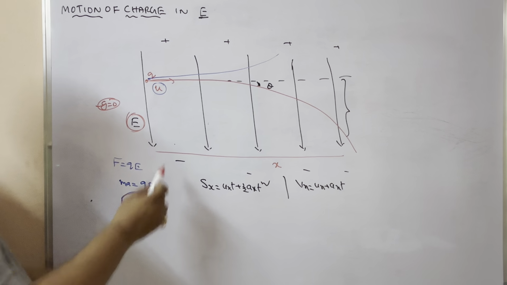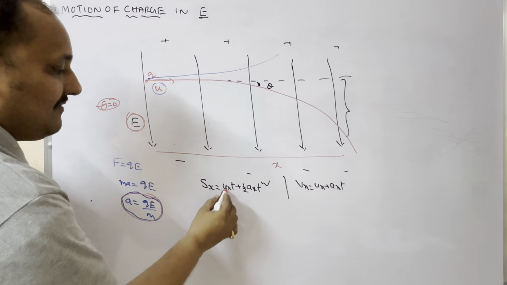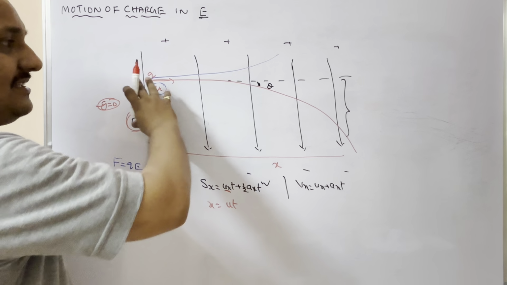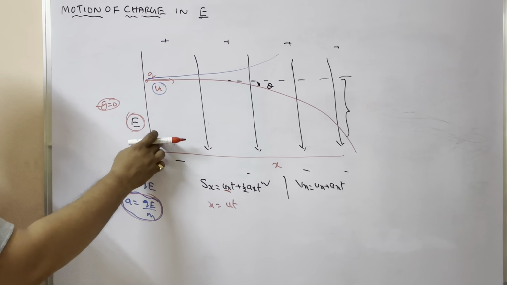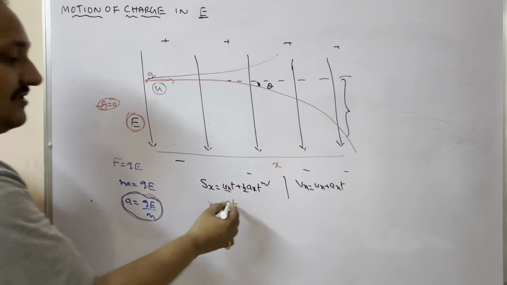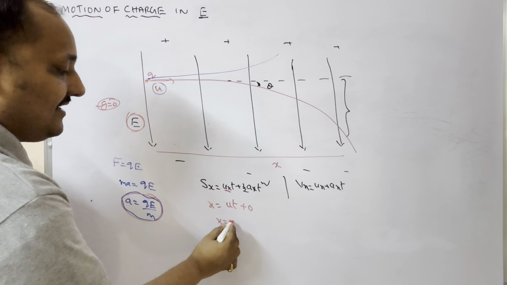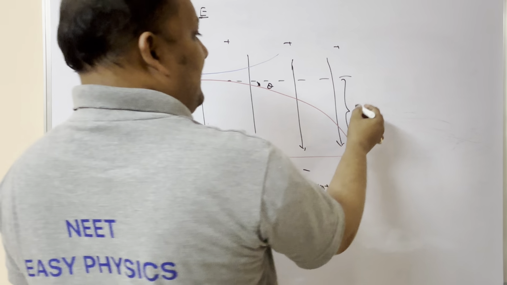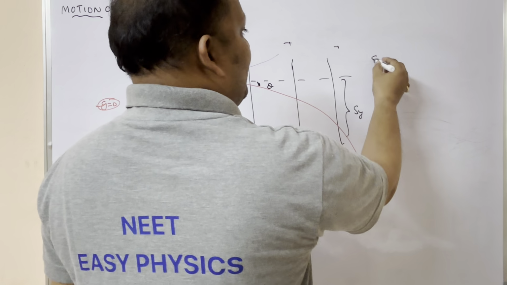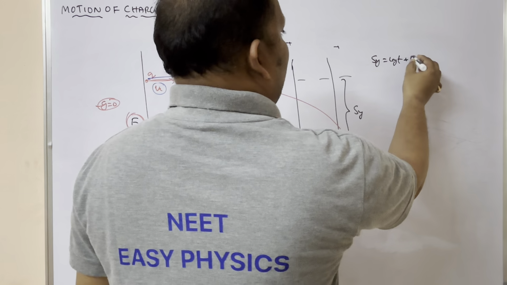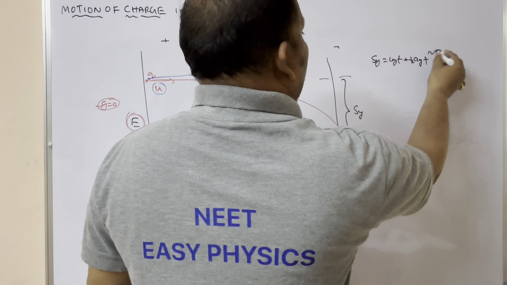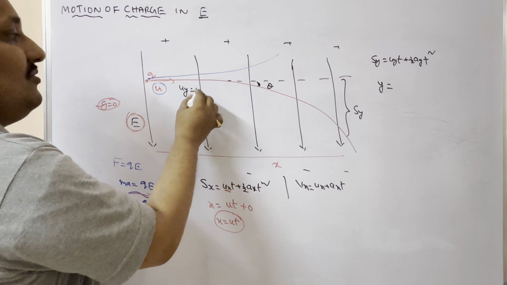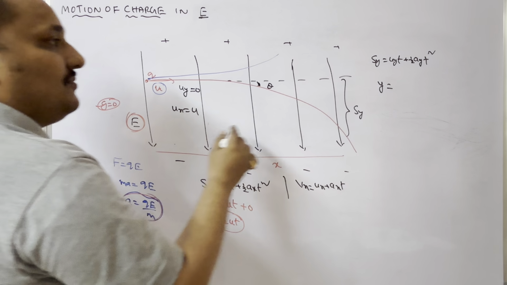So what is Sx, horizontal distance? X equal to, what is ux? Ux is u. What is ax? There is no horizontal acceleration because electric field is applied vertically downwards. Therefore, horizontal acceleration is 0. X equal to ut. Same like that, if you want vertical distance, how much distance it is covering, Sy is equal to uyt plus half ayt square. So y is equal to, what is uy in this case? Uy is 0, ux is u.